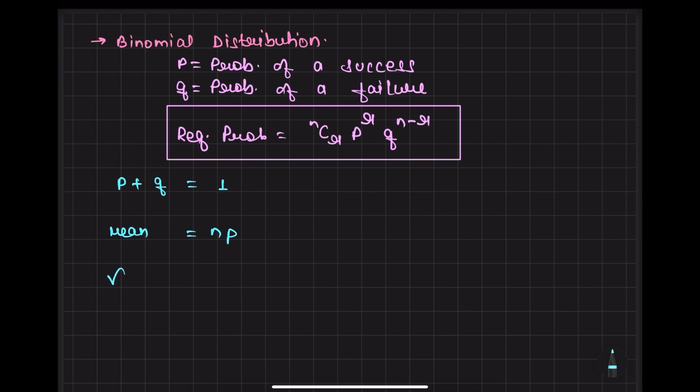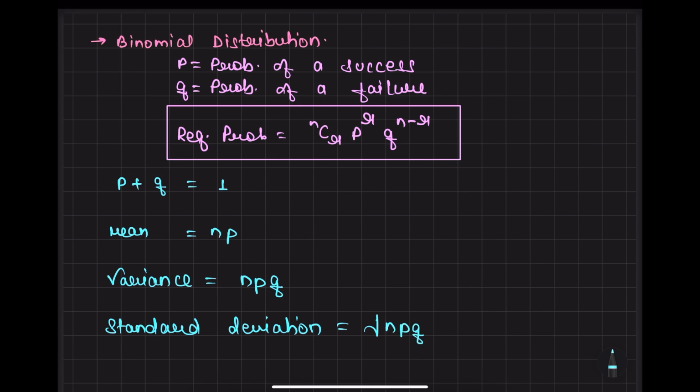Then if I ask you about variance, then you will be answering npq. So this is variance. Then we have standard deviation. You know that standard deviation is nothing but the square root of variance, so root over npq.